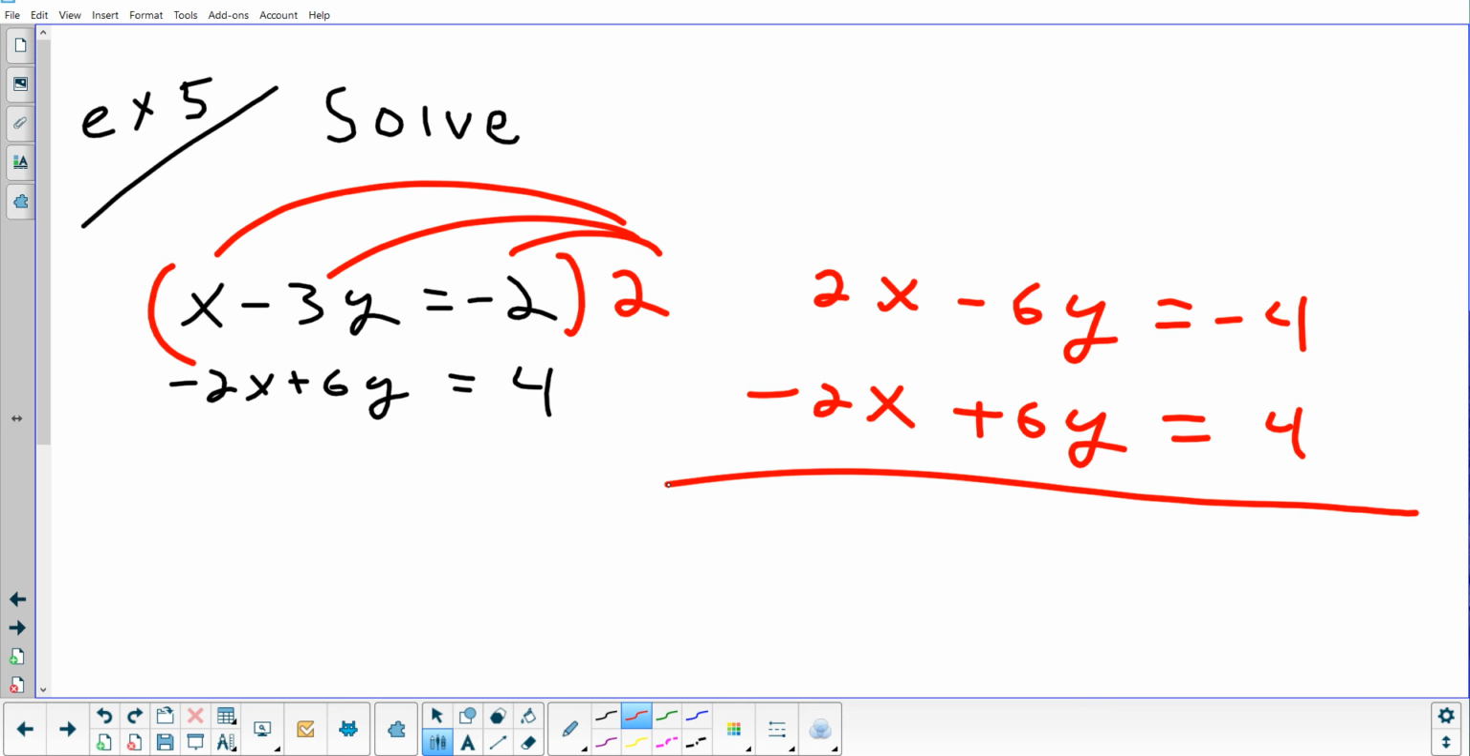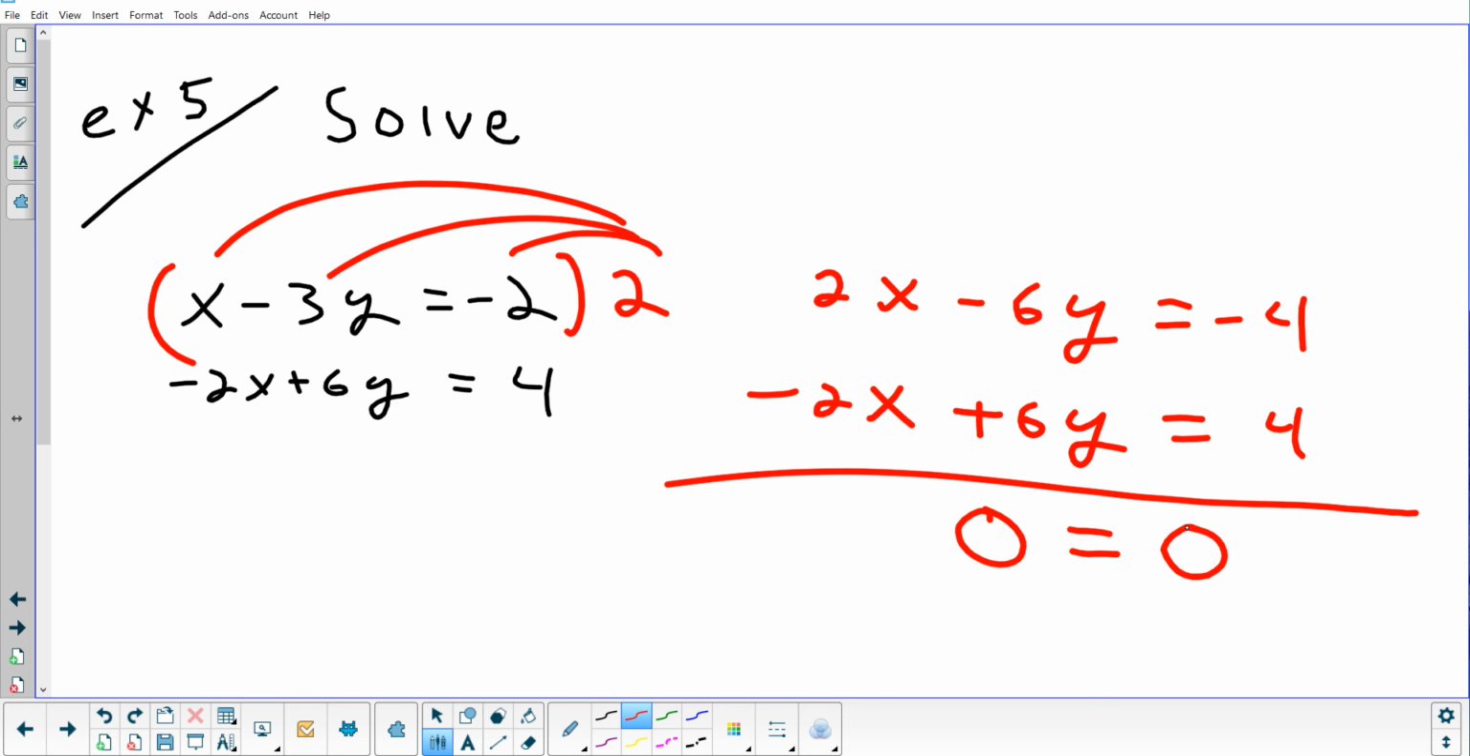What happens when you add your x's? 0. When you add your y's? 0. And when you add the constants? 0. So you get 0 equals 0. All your variables are gone. This means it's a special case. But this is different than the last one. What do you think 0 equals 0 means?